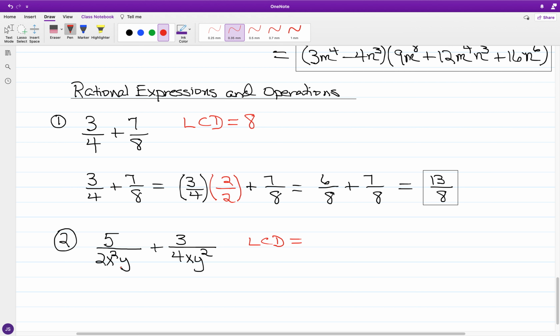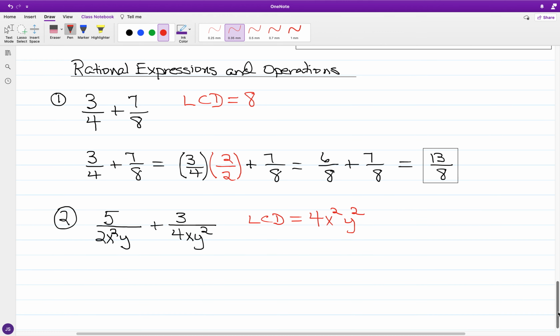Now the least common denominator would be the smallest number, let's say starting with the numbers 2 and 4. The smallest number that both 2 and 4 will go into will be 4. And now for the letters x and y. Now for x, the smallest degree to which both x and x squared will go into, this will be x squared. And for y and y squared, that upon which y and y squared will go into, that is going to be y to the second.